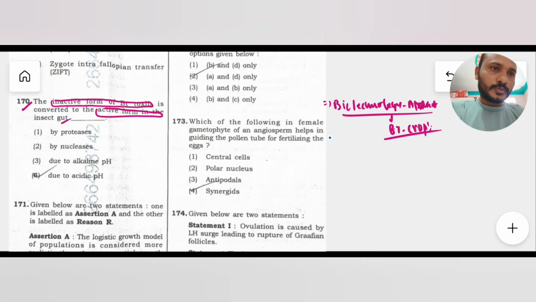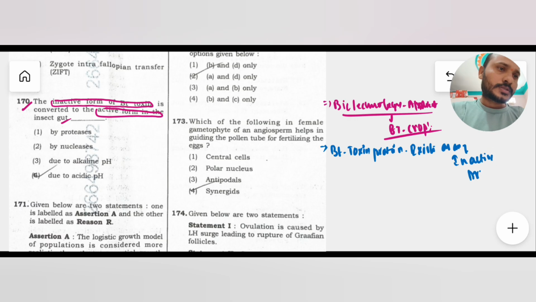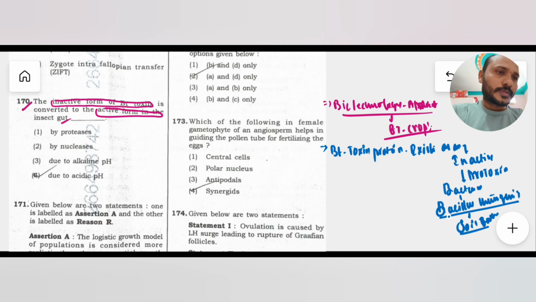Bt toxin protein exists as an inactive protein. Generally, it is an inactive protoxin within a bacterium called Bacillus thuringiensis. This Bt toxin is produced from a soil bacterium, Bacillus thuringiensis, a soil aerobic bacterium. So in this soil bacterium, the Bt toxin protein exists as an inactive protoxin. How does it exist as an inactive protoxin?